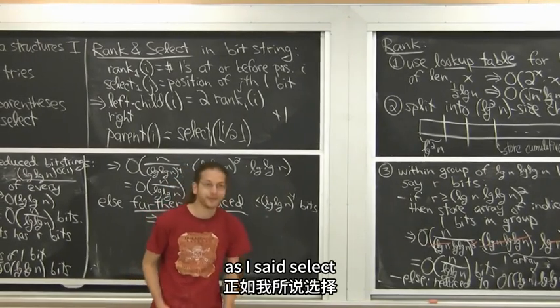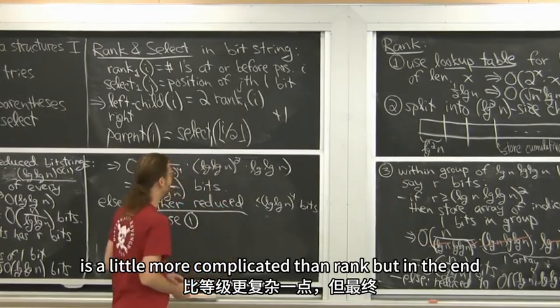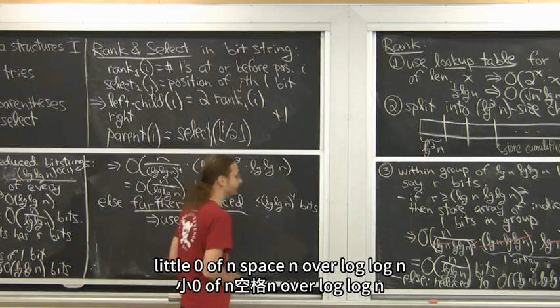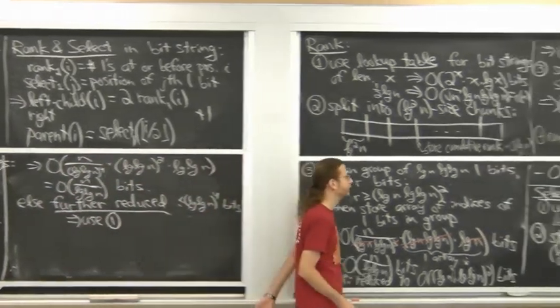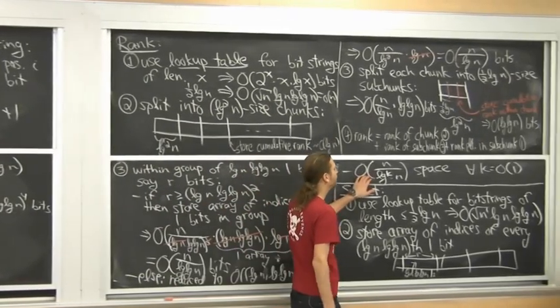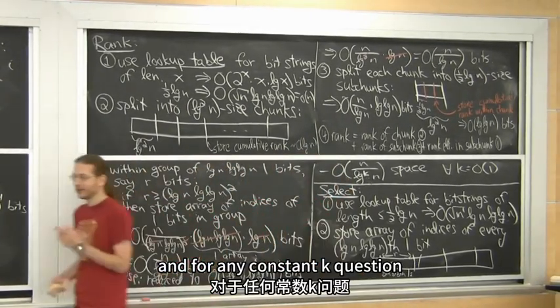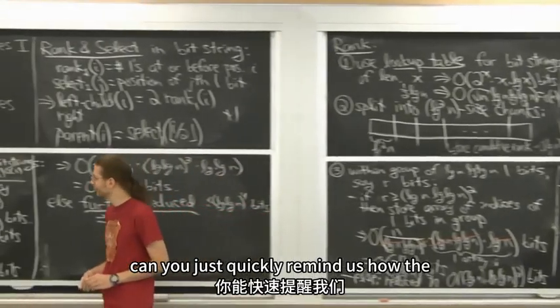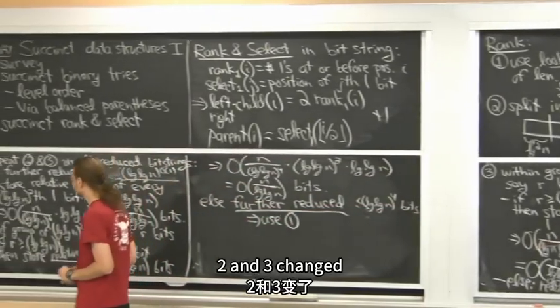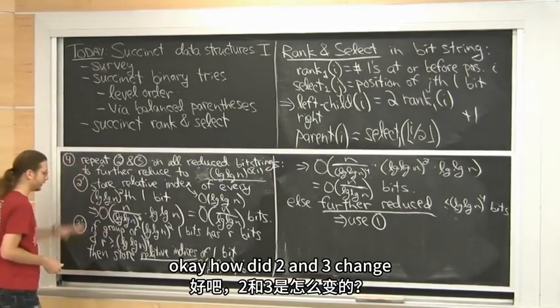Now, as I said, select is a little more complicated than rank, but in the end, constant time, little o of n space, n over log n, which can again be improved by Pătrașcu to n over log to the k, for any constant k. Question? Can you just quickly remind us how the 2 and 3 changed on the second recursion? Okay, how did 2 and 3 change?